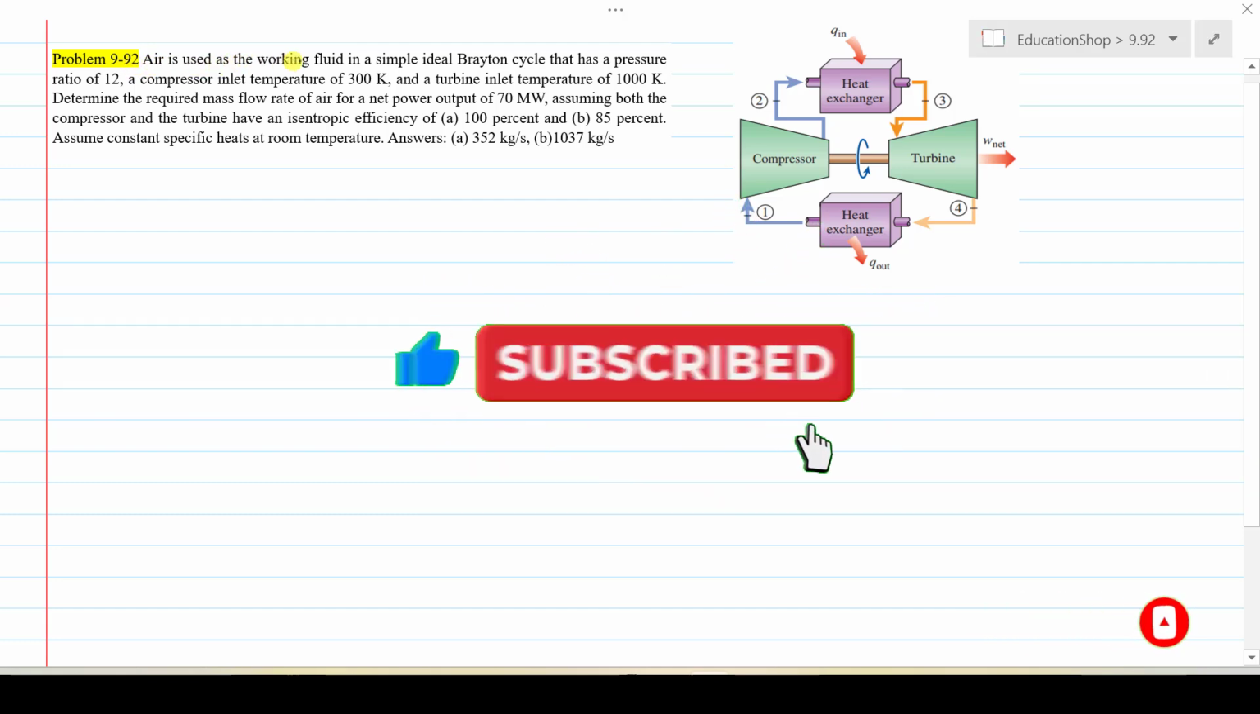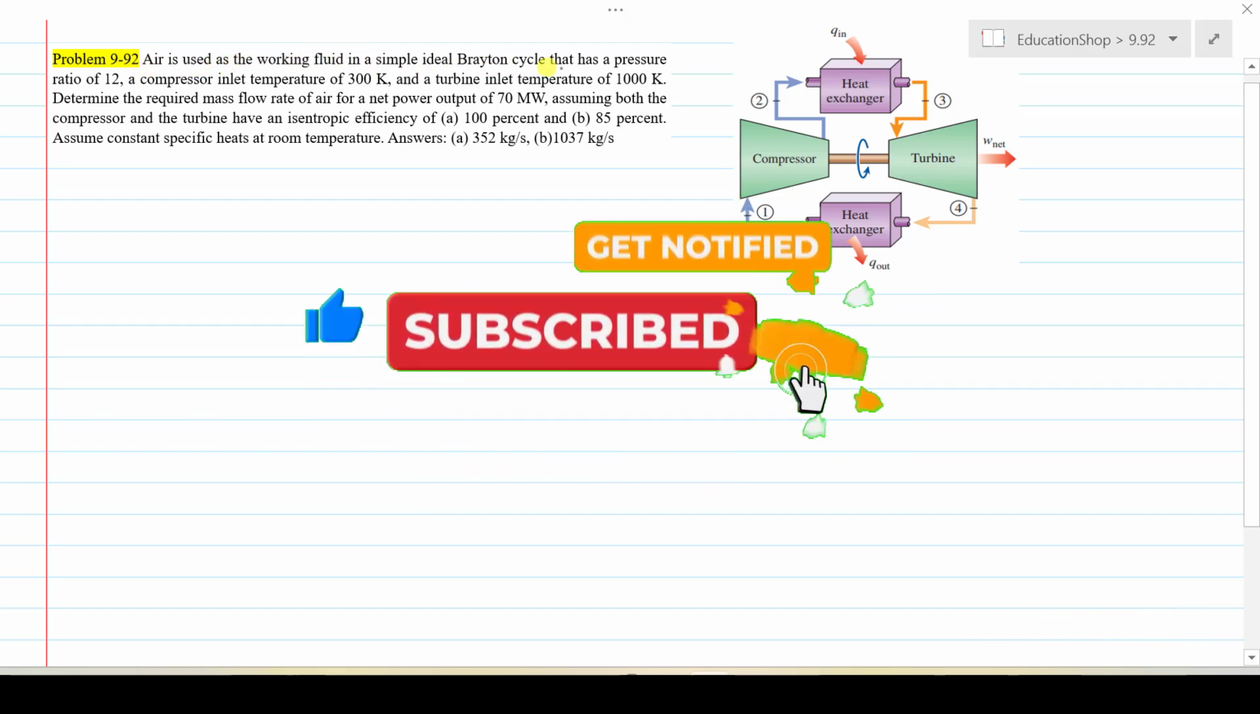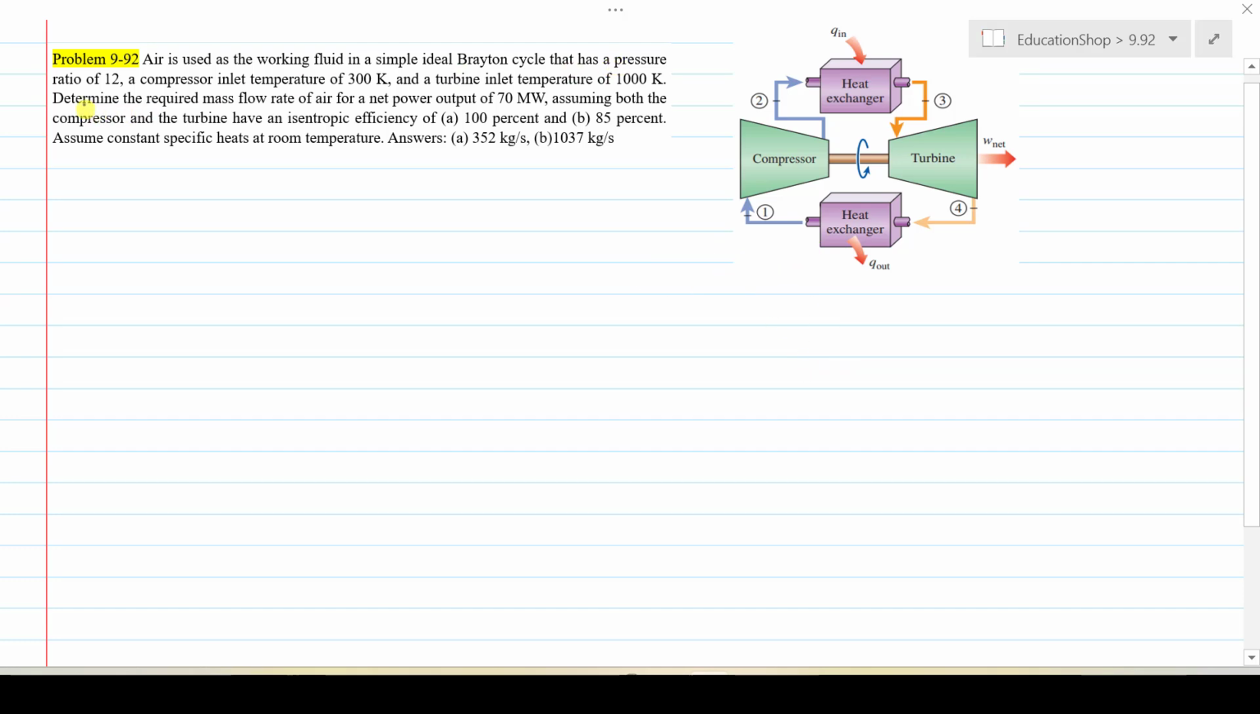Air is used as the working fluid in a simple ideal Brayton cycle that has a pressure ratio of 12, a compressor inlet temperature of 300 Kelvin, and a turbine inlet temperature of 1000 Kelvin. Determine the required mass flow rate of air for a net power output of 70 megawatts, assuming isentropic efficiencies of 100% and 85% for the compressor and turbine, and assuming constant specific heats at room temperature. These are the answers that must be matched when we are solving.